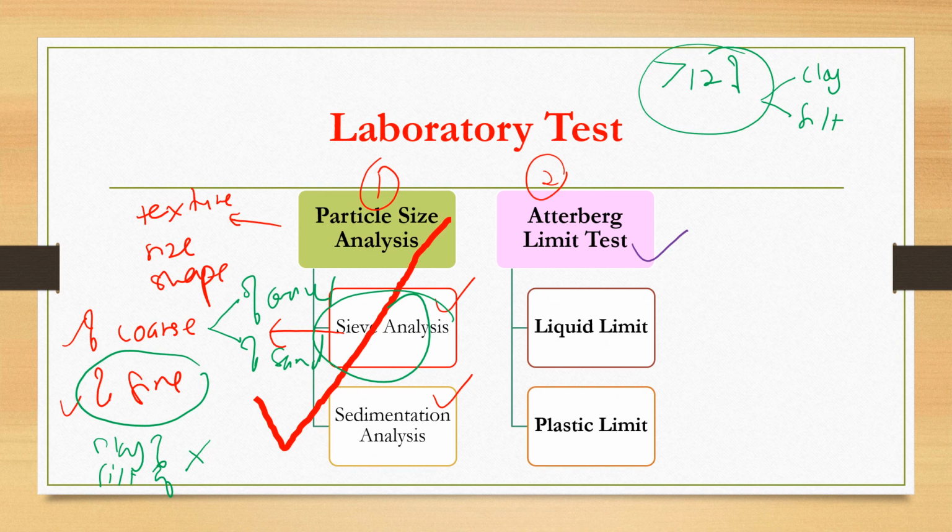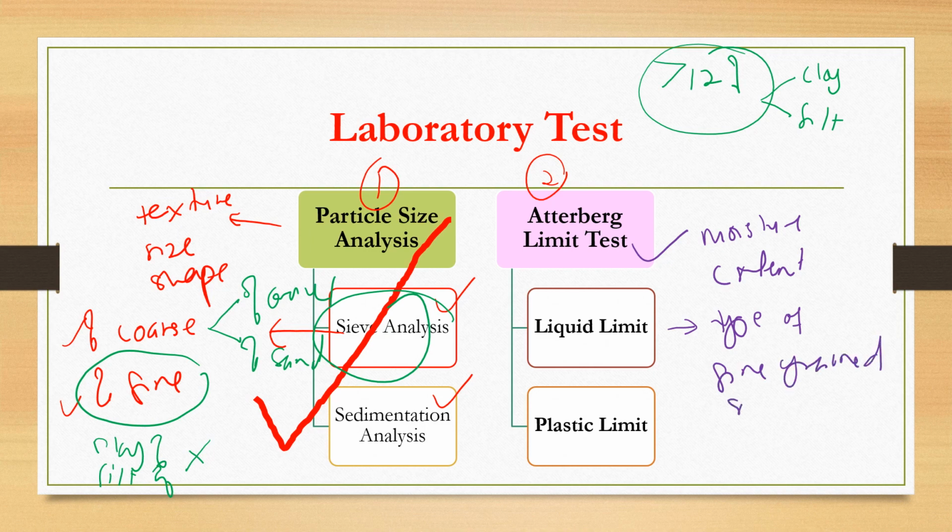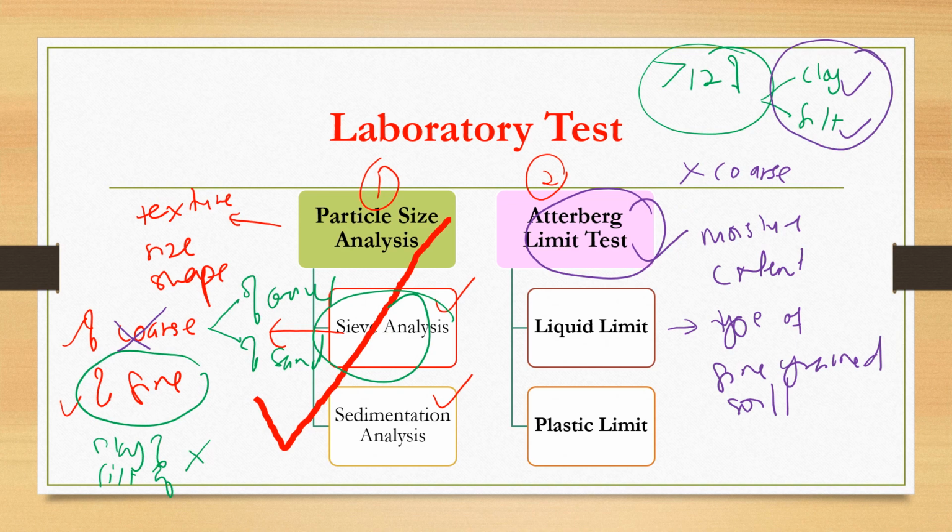From the Atterberg limit test, the determination is based on moisture content. But what you are looking for is the types of fine grain soil, either clay or silt. Which one is dominant? So there's nothing to do with coarse. You are not talking about coarse grain soil anymore in the Atterberg limit test. You just want to know what the types of fine grain soil are.